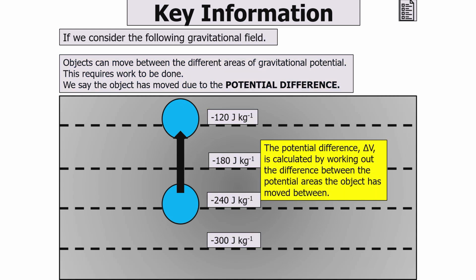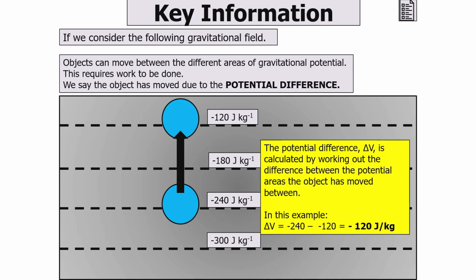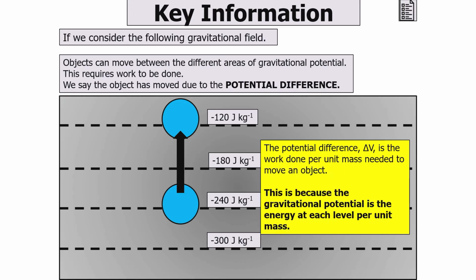Now the potential difference, or delta V, is calculated by working out the difference between the potential areas the object has moved between. So in this example, delta V is equal to minus 240 minus minus 120, which is equal to minus 120 joules per kilogram. So we can say that the potential difference is the work done per unit mass needed to move an object. This is because the gravitational potential is the energy at each level per unit mass.